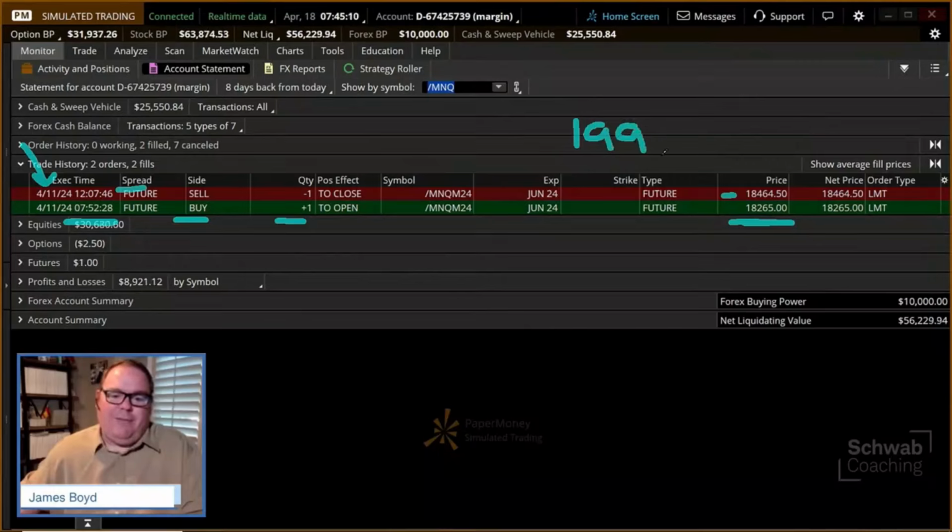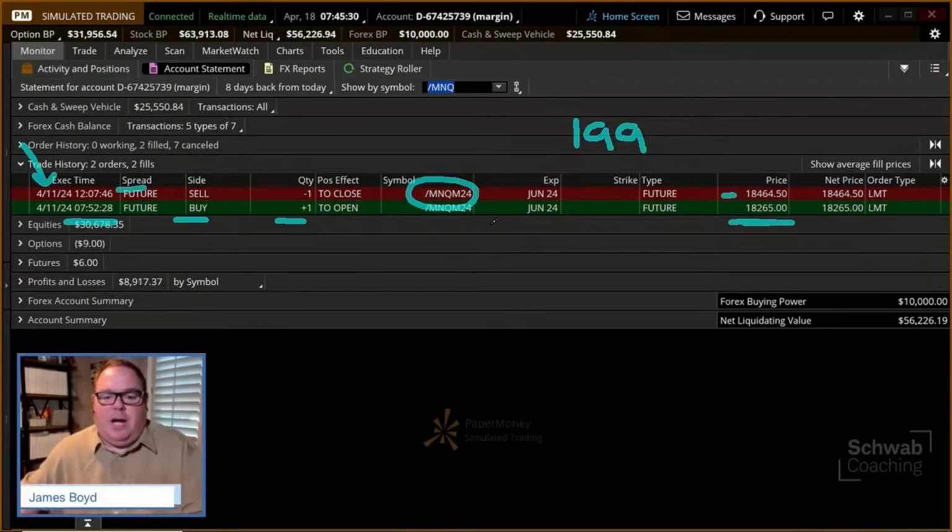What is the point value on the micro NASDAQ? Type that in the chat. And remember, you're going to get better and better. If I said to you, what's the value per point on the micro S&P, the Russell, the Dow? You're going to know it like the back of your hand. You do it over and over again. You're not even going to have to think about it.